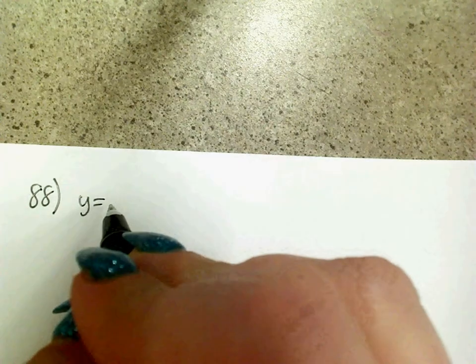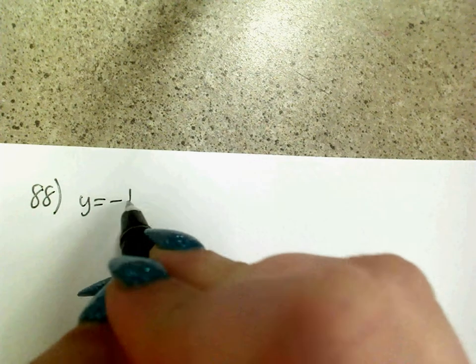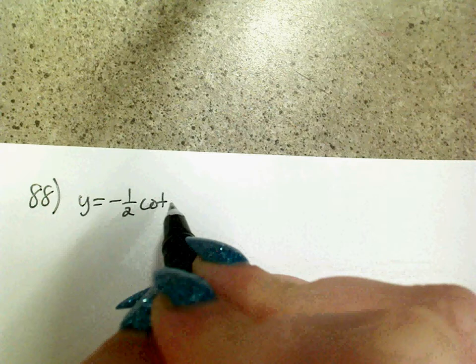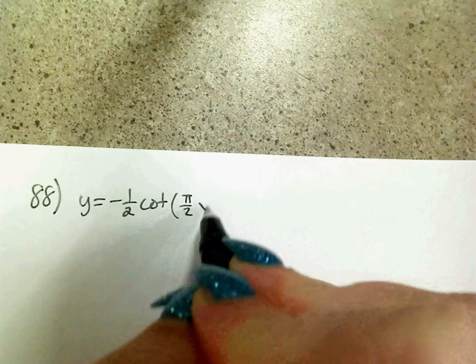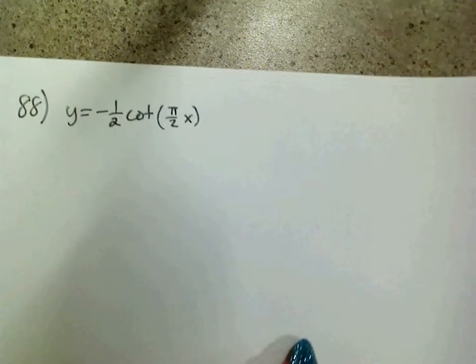Okay, 88. So 88 is the next problem we've got to do, and it is graph 2 periods of y equals negative 1/2 cotangent of pi over 2x.